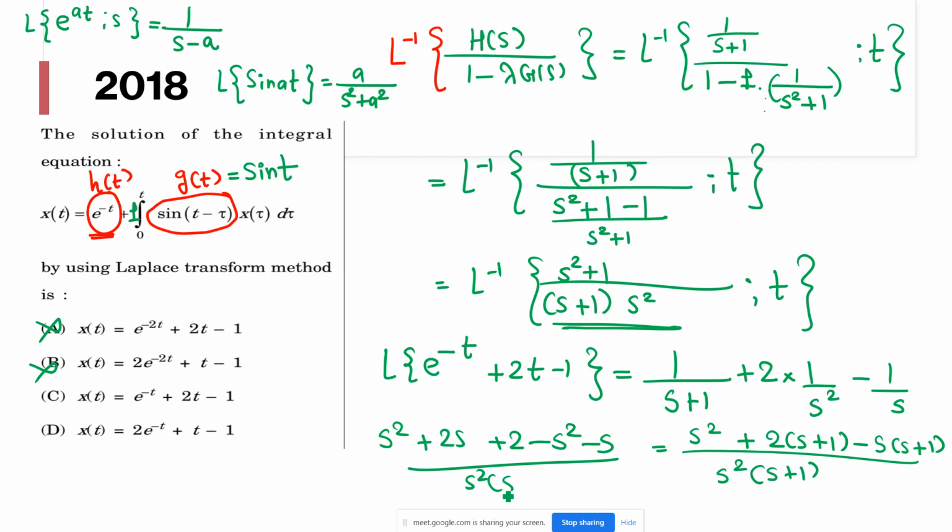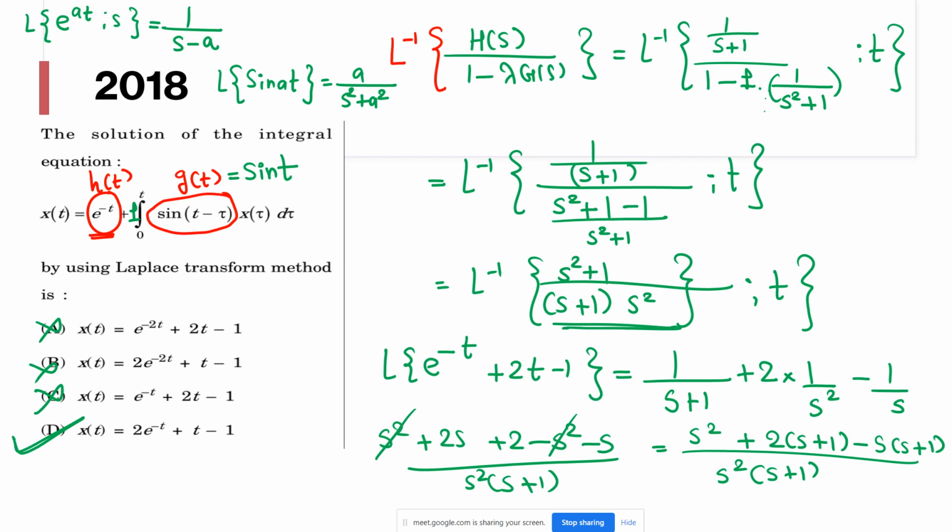So what I observe, this is getting cancelled out. Hence s square nahi hai numerator mein. So C also cannot be the correct choice. Hence the correct answer is D. Also, you can find out why D is the correct answer. Uska Laplace will match with this.